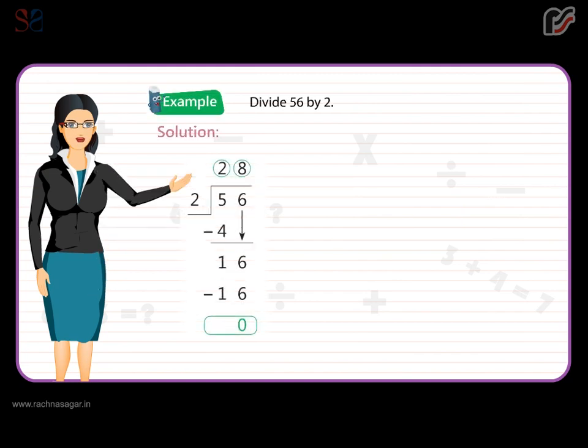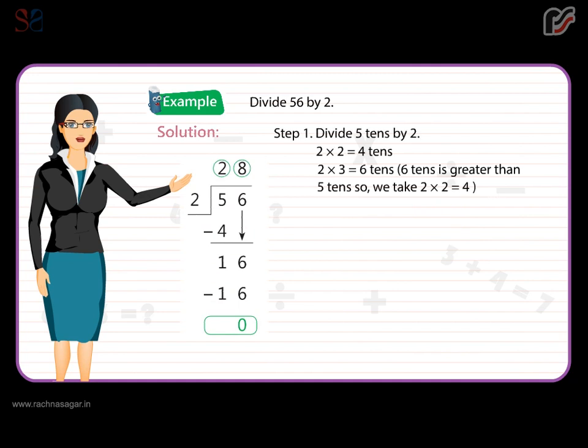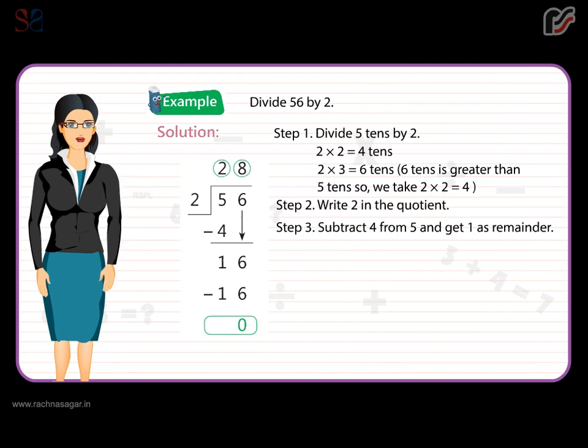Solution. Step 1. Divide 5 tens by 2. 2 multiplied by 2 is equal to 4 tens. 2 multiplied by 3 is equal to 6 tens. 6 tens is greater than 5 tens. So, we take 2 multiplied by 2 is equal to 4. Step 2. Write 2 in the quotient. Step 3. Subtract 4 from 5 and get 1 as remainder.